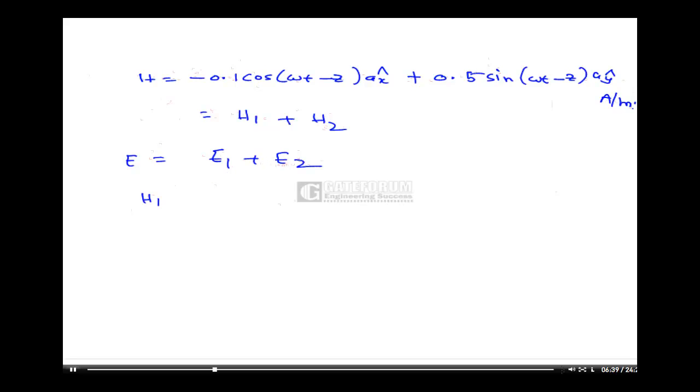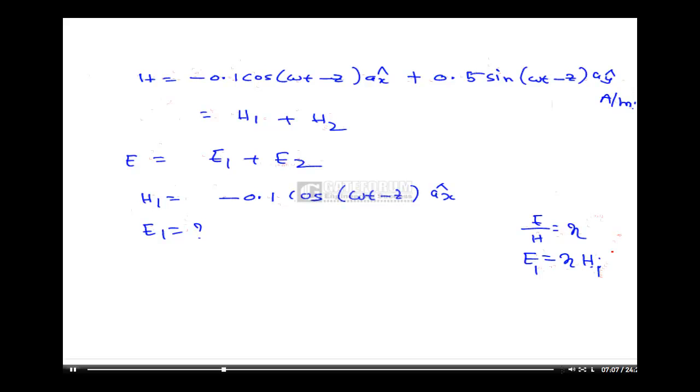Here H1 is equal to minus 0.1 cos(omega t minus z) ax cap. E1 is equal to how much? I know that E by H is equal to eta. Therefore E is equal to eta into H. Eta is already given for the medium, 60 pi. So E1 is equal to eta into H1, which is minus 0.1 into 60 pi cos(omega t minus z).